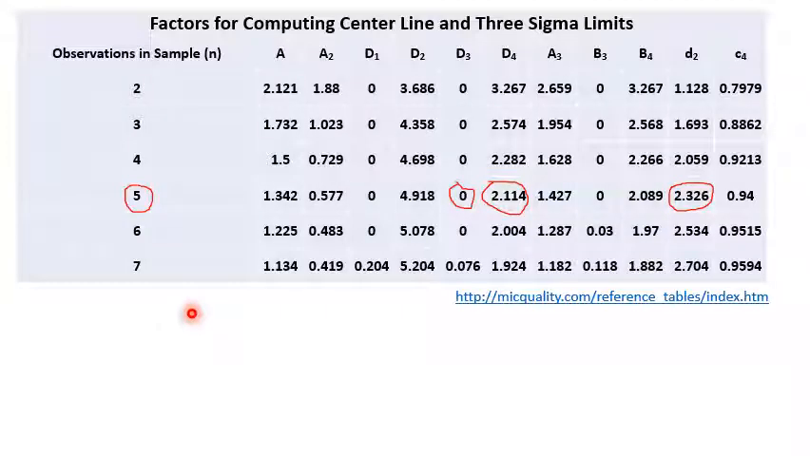Now how to find the values of the constants, that is D2, D3 and D4. Here in the question, the sample size n is given as 5. So for sample size 5, capital D3 is equal to 0, capital D4 is equal to 2.114, and D2 is equal to 2.326, and the source of this table is given here.